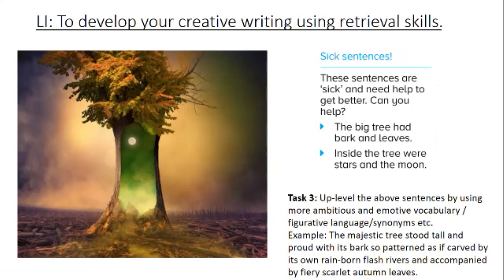So there is one example which isn't based on a picture, but this is a model for you to use for inspiration. So the sentence is: the majestic tree stood tall and proud, with its bark so patterned as if carved by its own rain-born flash rivers, and accompanied by fiery scarlet autumn leaves. So pause the lesson now and please queue the 6 sentences.